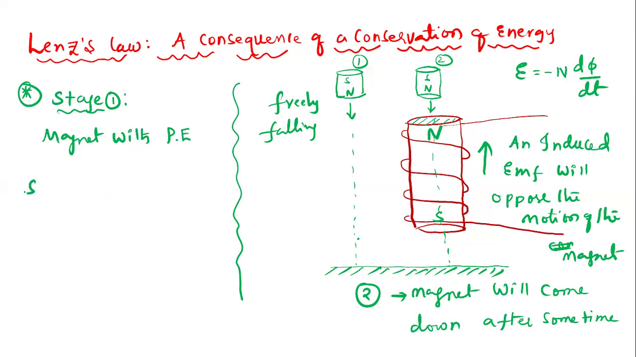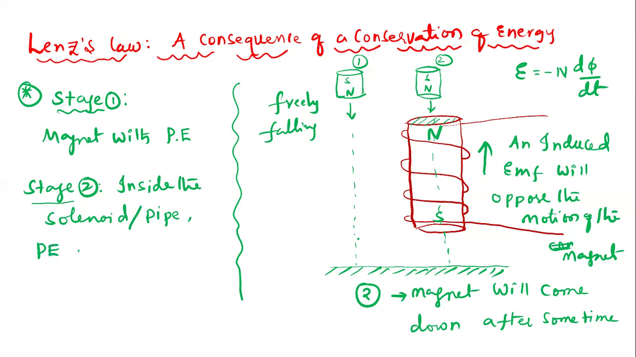At stage 2, you tell me, what is stage 2? Inside the solenoid, or simply say pipe, conducting pipe basically. It should be made with metal, right? Now inside this pipe, potential energy is converted into what? Electrical energy. Yes or no? Because energy can be converted from one form to another form. That's what conservation of energy is, or not.